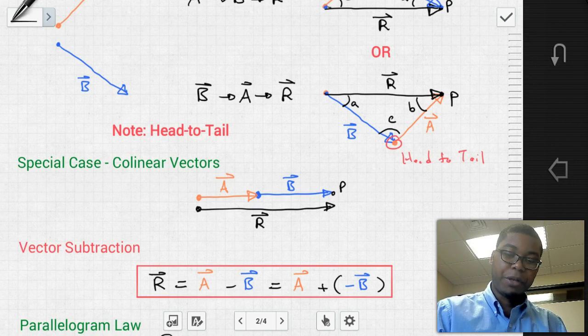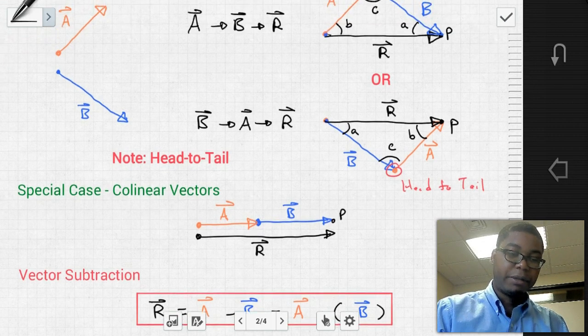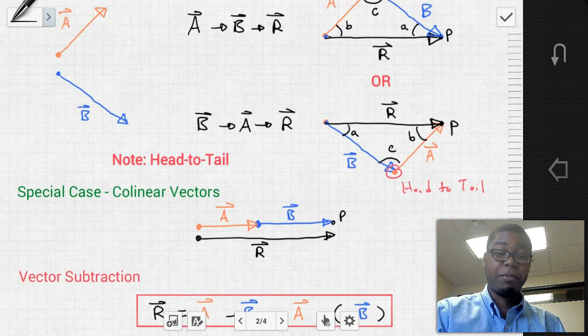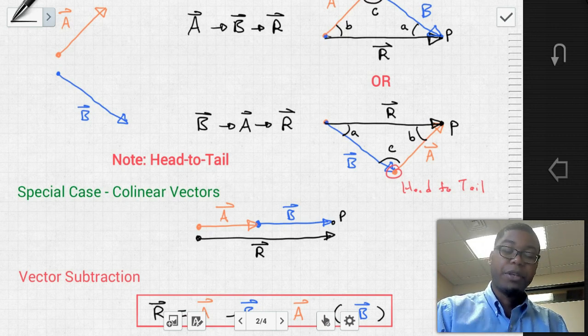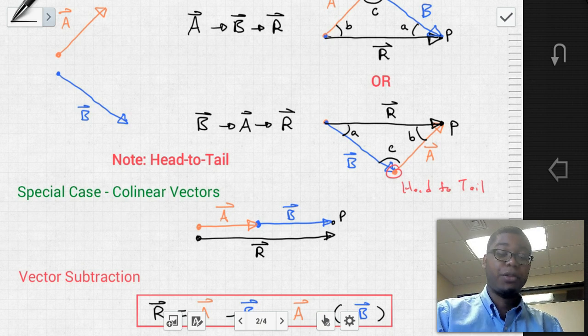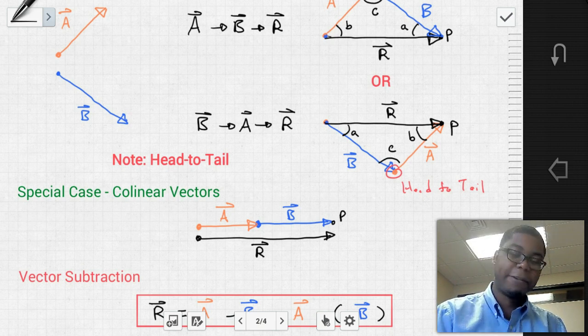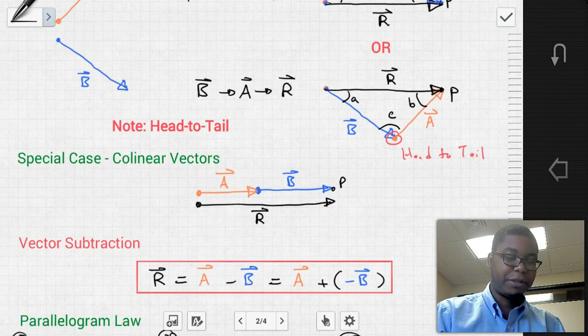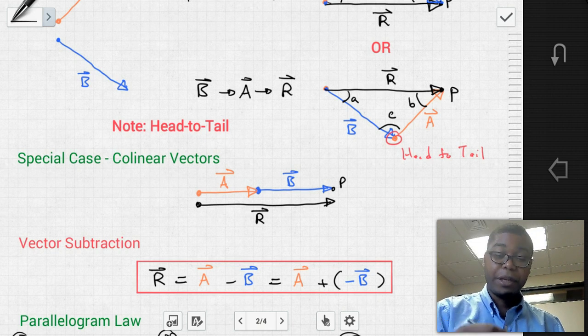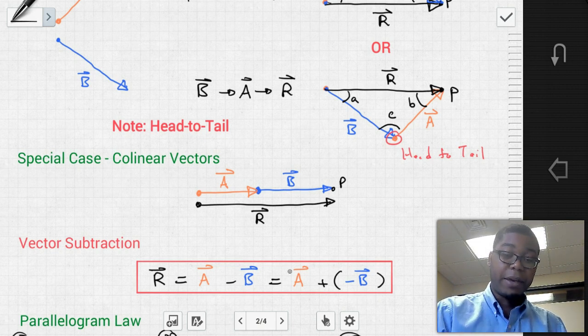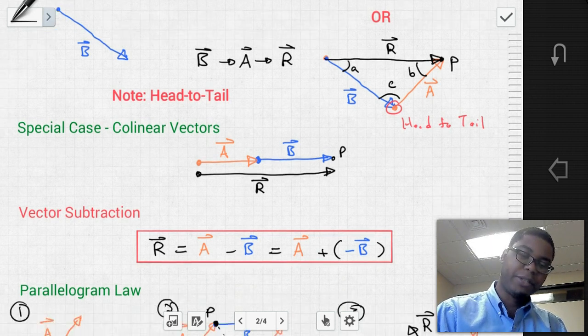Now that we've completed the vector addition approach, we can also do vector subtraction. That's when you're given two vectors and you want to subtract one from another and find the resultant of that. The resultant vector is equal to the A vector minus the B vector, but it can also be described as the A vector plus a negative B vector. And so let's go ahead and do that.